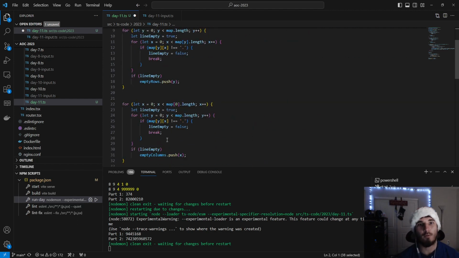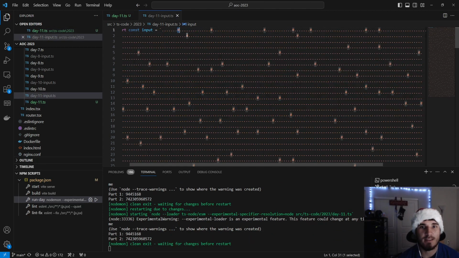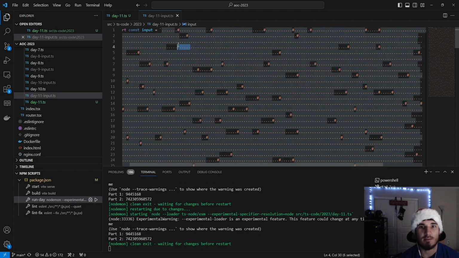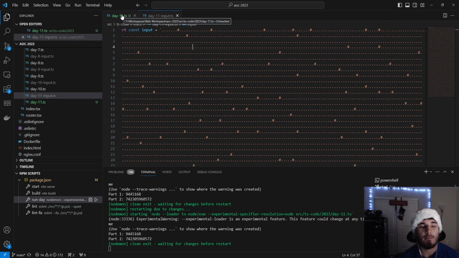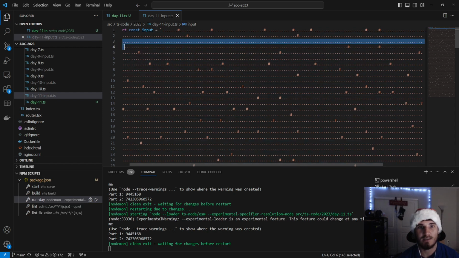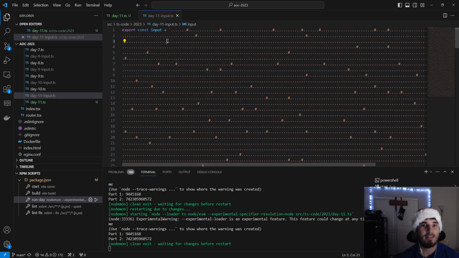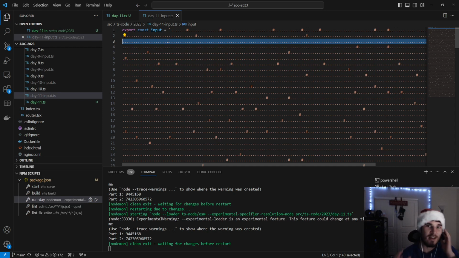So, for today's problem, we are given this input of galaxies, which are marked by this, and empty space was marked by the periods. So pounds are galaxies, periods are empty space. For the question, we need to calculate the distance between each galaxy and then add up all the distances. But the one trick is that if you have a line that's entirely periods, which I think this one is, I think it is. What happens is that is actually empty space, and the empty space is growing.